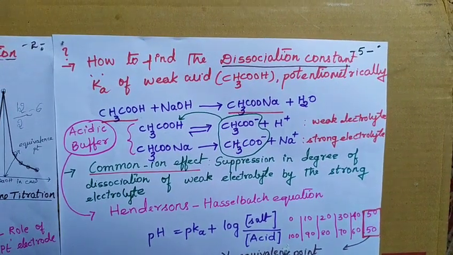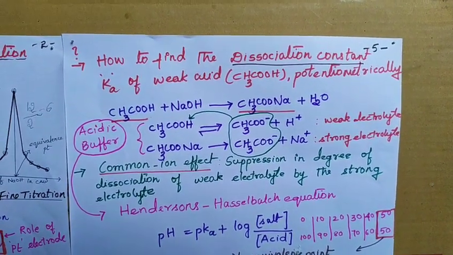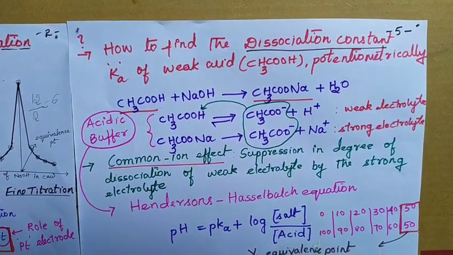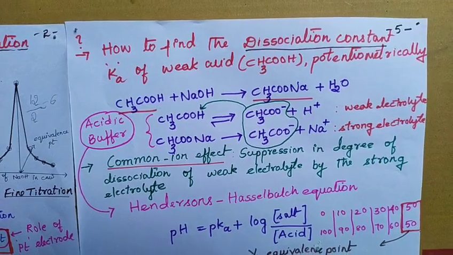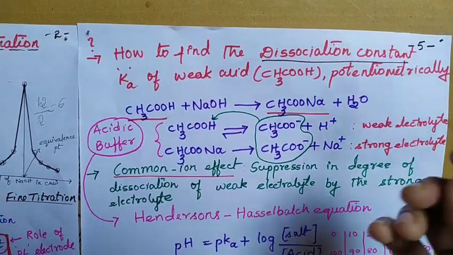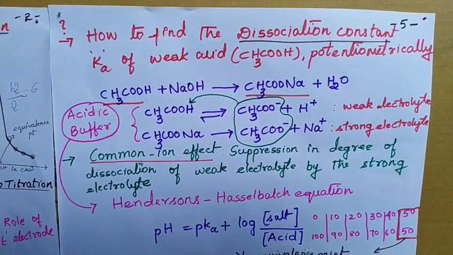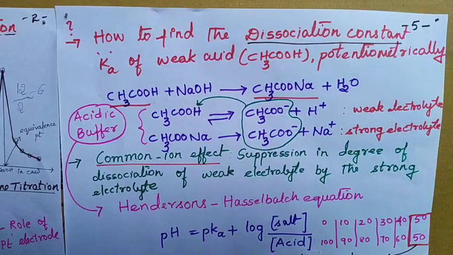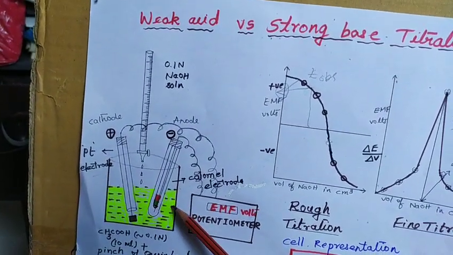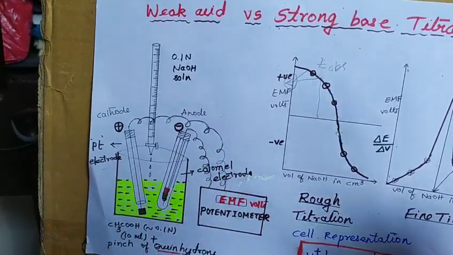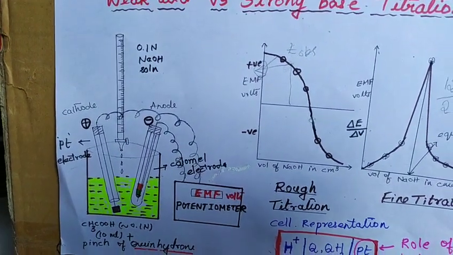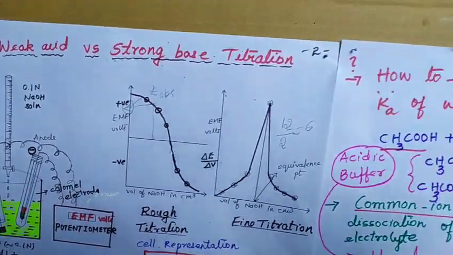Using quinhydrone electrode we can also find the dissociation constant of a weak acid. Let us understand how to find out the dissociation constant of a weak acid potentiometrically. So this is the titration of weak acid versus strong base. Acetic acid reacts with sodium hydroxide to give sodium acetate and water. Initially in the titration, that is before the addition of sodium hydroxide, we have only acetic acid here. After adding sodium hydroxide, there is a formation of sodium acetate salt.